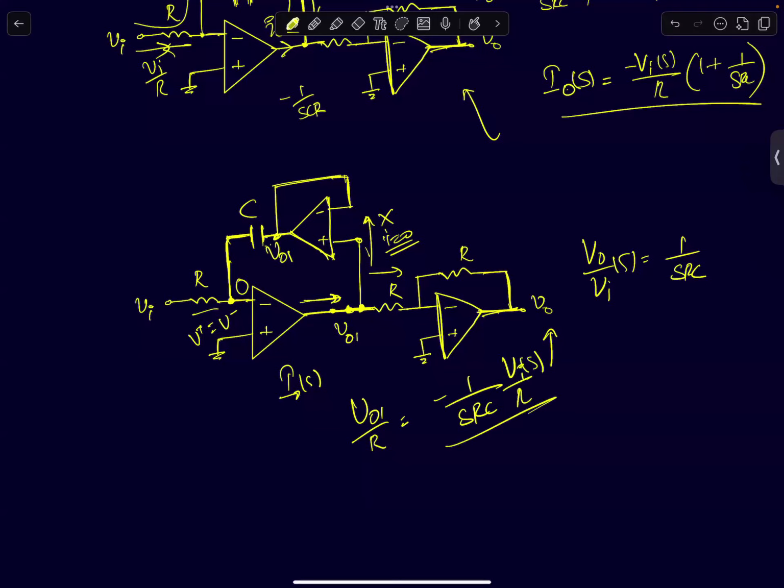So this is your current. It's a frequency dependent current, and that's being supplied by this op amp. The input current, the current that flows through the capacitor, actually is supplied by this voltage follower. This voltage follower will supply that current. Okay, that's the difference between these two circuits.